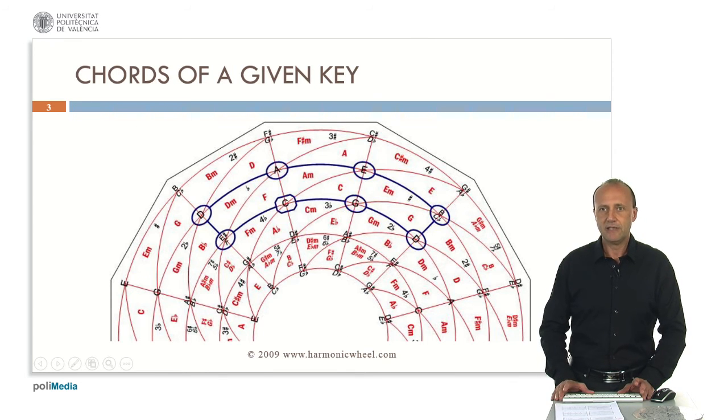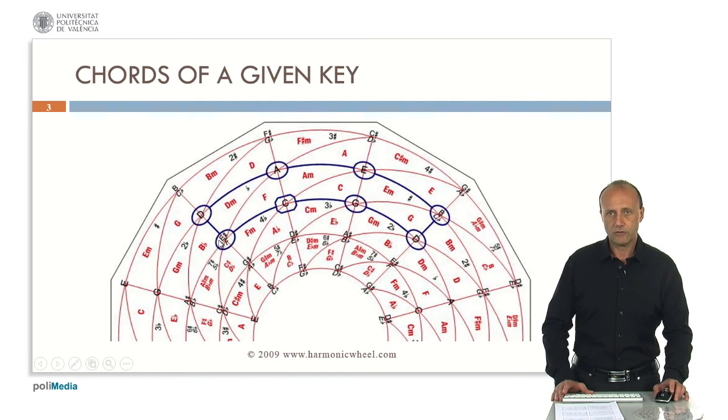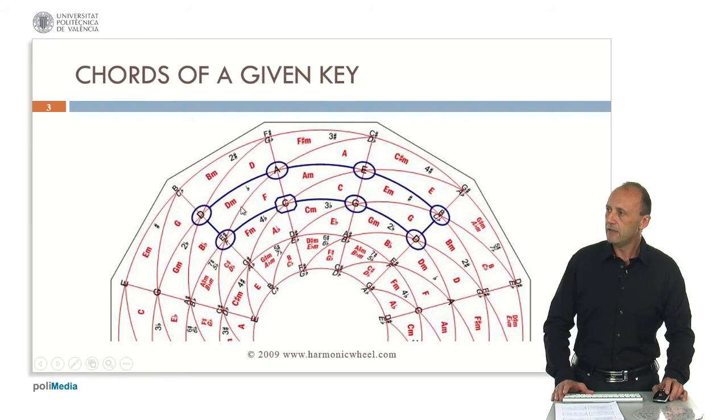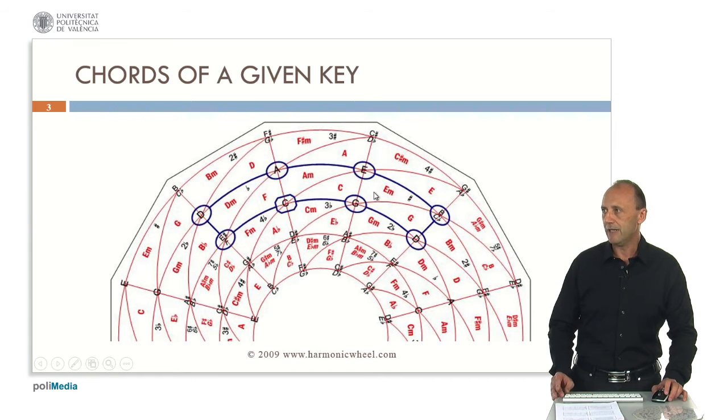Here we have represented the C major key on the harmonic wheel. We should remind that the tonic is inside a small rectangle and the other notes of the scale are inside circles. We have not represented the other notes outside this big curved rectangle. Inside this blue rectangle we have the 6 consonant chords associated to the C major key: the 3 major chords, C, F, G, and the 3 minor chords, D minor, A minor, E minor.